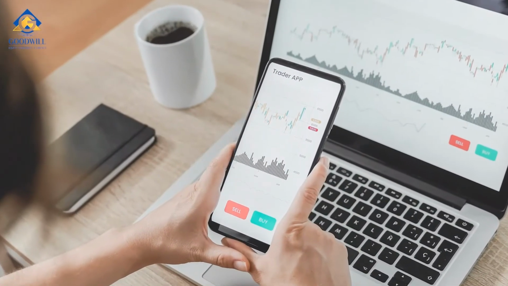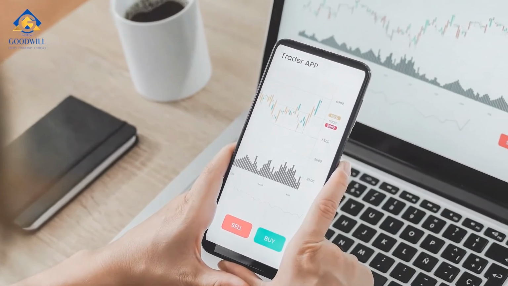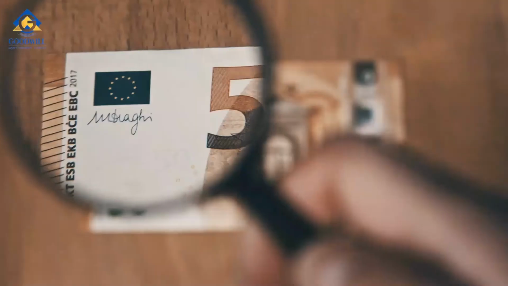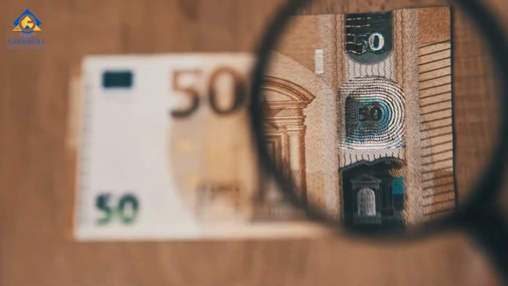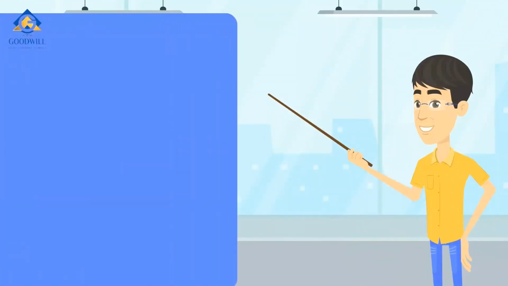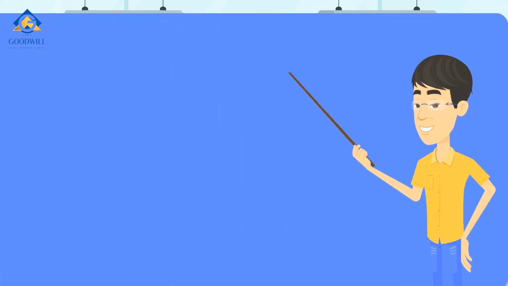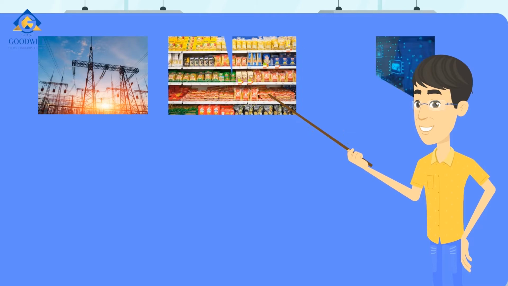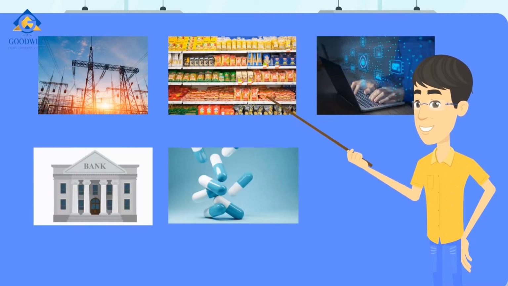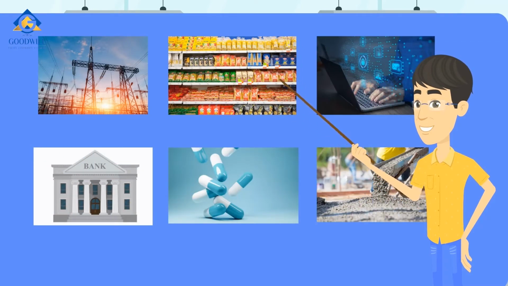Second, Rahul can directly participate in the stock market by investing in the top 50 Indian companies at the same time. All of the leading companies are from several industries, including energy, consumer products, information technology, banking, pharmaceuticals, and cement. Thus, he has no issue with diversification.